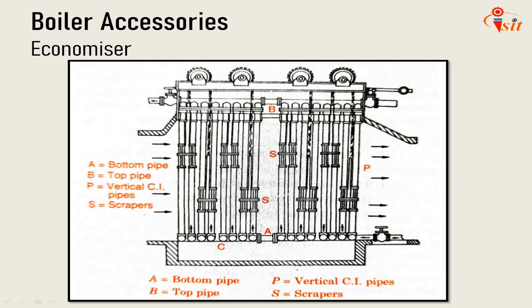Next accessory is known as economizer. An economizer is a device in which the waste heat of the flue gas is utilized for heating the feed water. Again I am repeating, an economizer, as the name implies the economy of the boiler, is a device in which the waste heat of the flue gases is utilized for heating up the feed water.